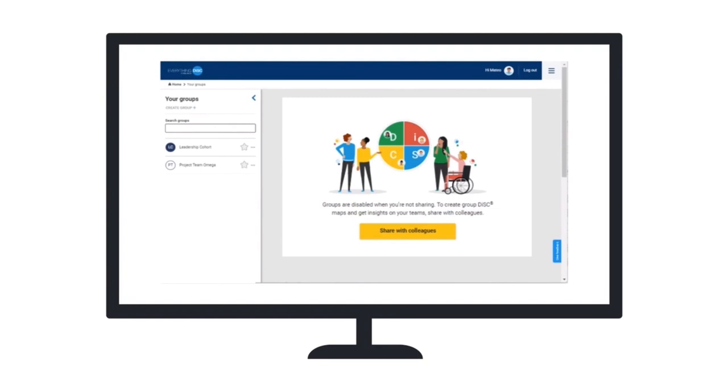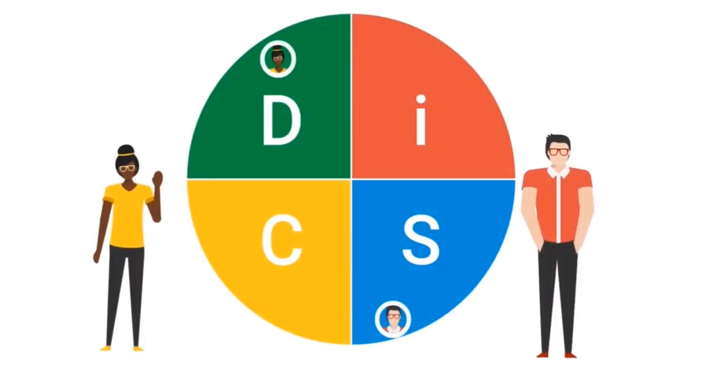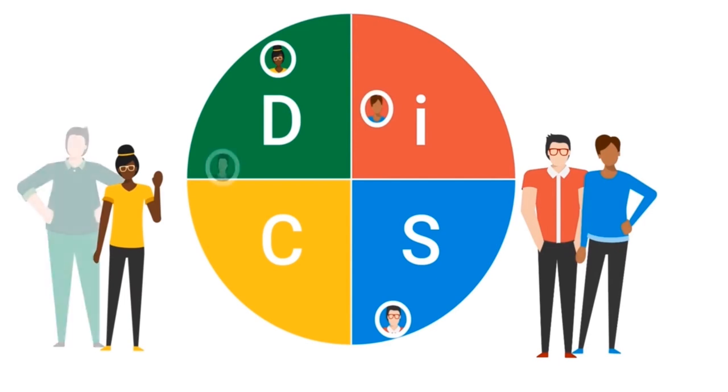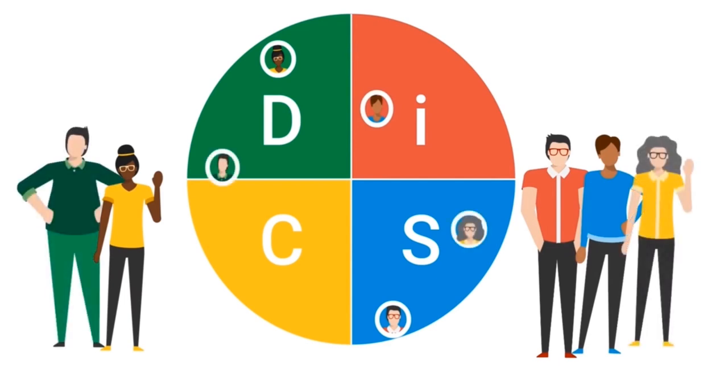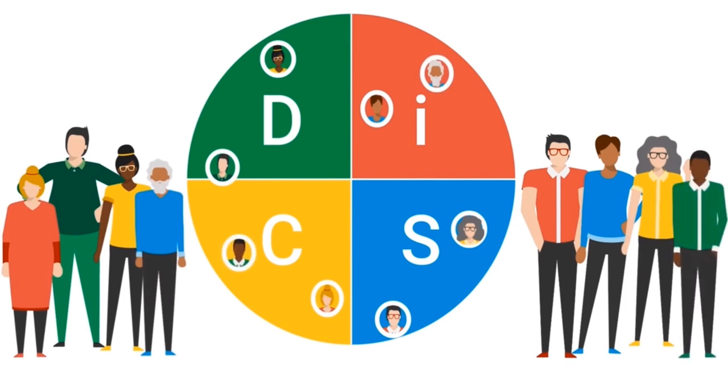Let's start by creating a group. You can create multiple groups with anyone in your organization who is chosen to share. It might be your day-to-day team, a project team, a leadership or management team, lunch group, or special interest groups. You can include anyone in your organization to find out more about how you might work together.